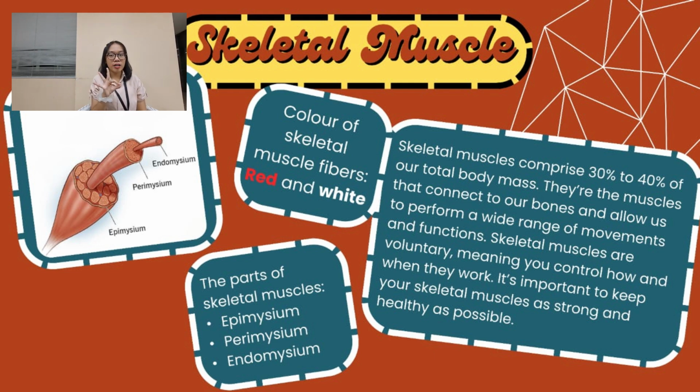There are three parts of skeletal muscles. First, epimysium, second, perimysium, third, endomysium. Skeletal muscle fibers are red and white. They look striped, so they are often called striated muscles.